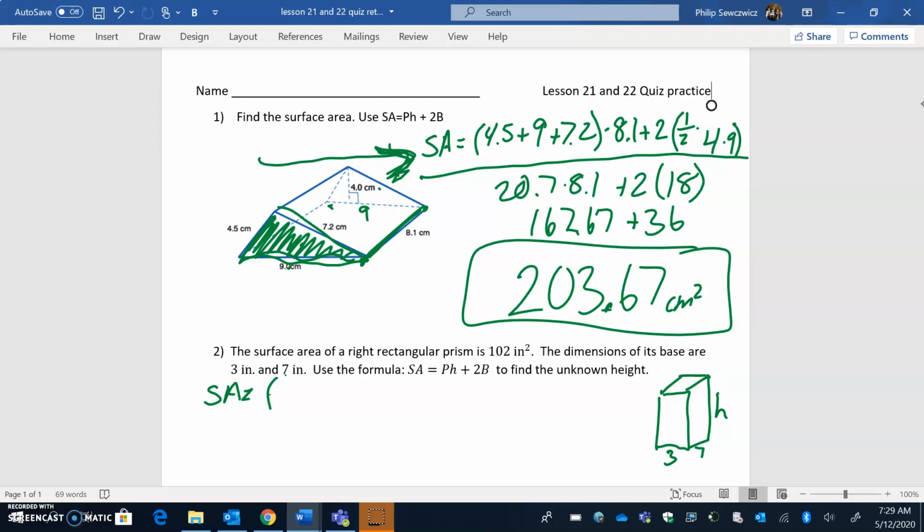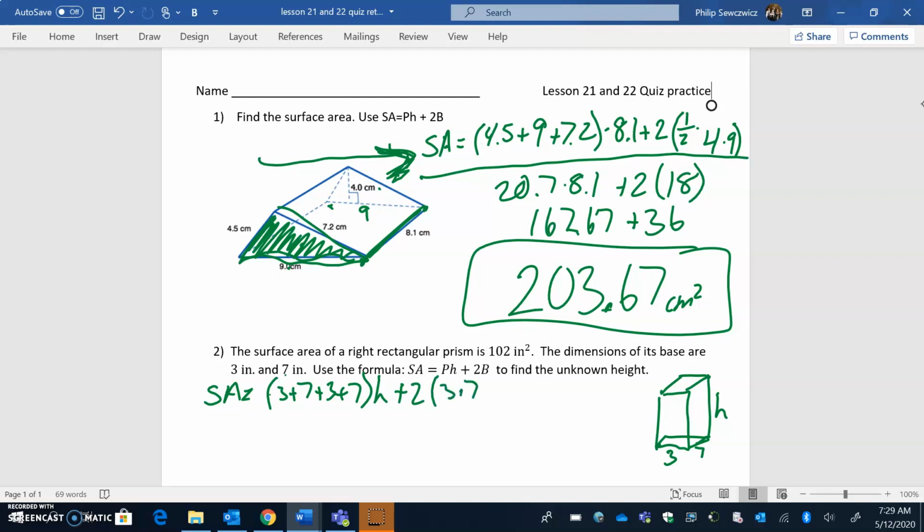Yeah, the perimeter of that base down there would be 3 plus 7 plus another 3 plus another 7. Remember, opposite sides have the same length in a rectangle. All right, the height, which I don't know, so multiply that times the height. We're going to add on to it 2 times the area of the base. To find the area of the base, I would do 3 times 7.